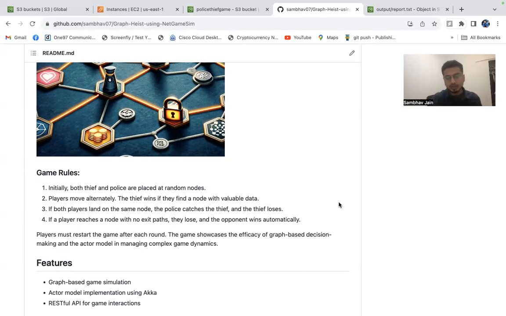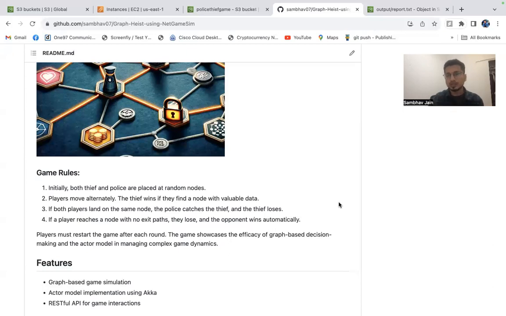And players move alternately. This game of thief and police, what I interpreted as in real life, thief and police, the win conditions for the thief are different from the winning conditions of the police. So in this graph, there are some valuable nodes, and the thief's target is to hunt those valuable nodes. And if the thief lands on a valuable node, then he wins and the game is over, and the game is to be restarted again. And if the police lands on a valuable node, then it means nothing. That is how I implemented it.